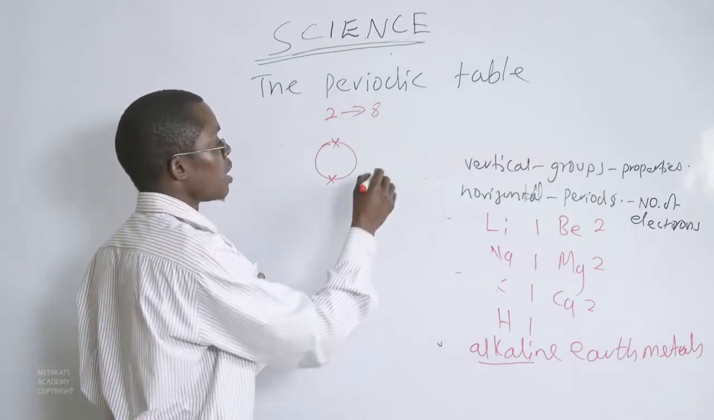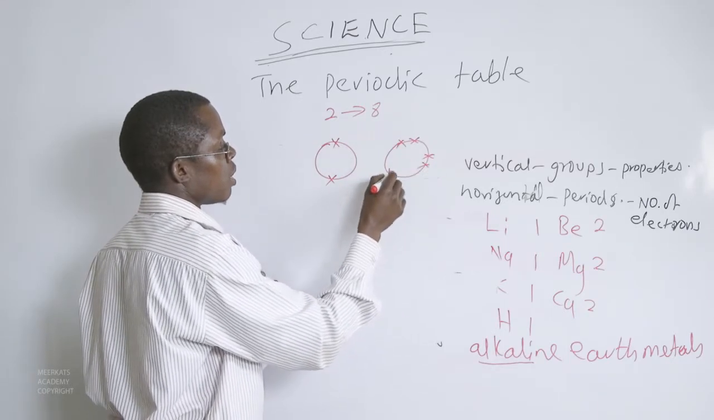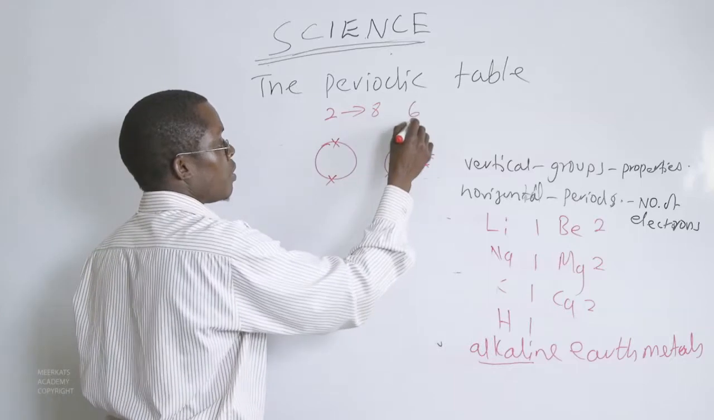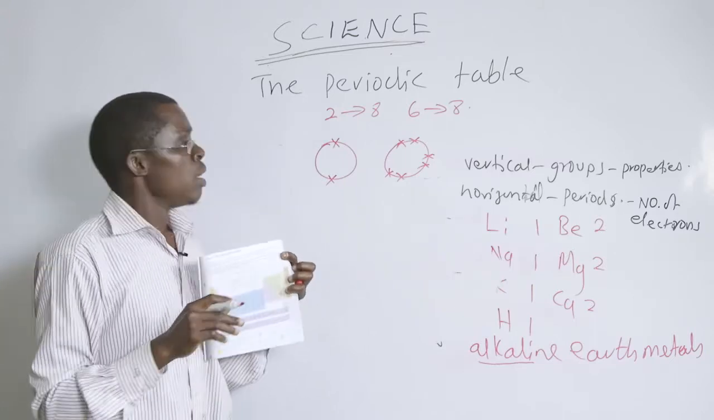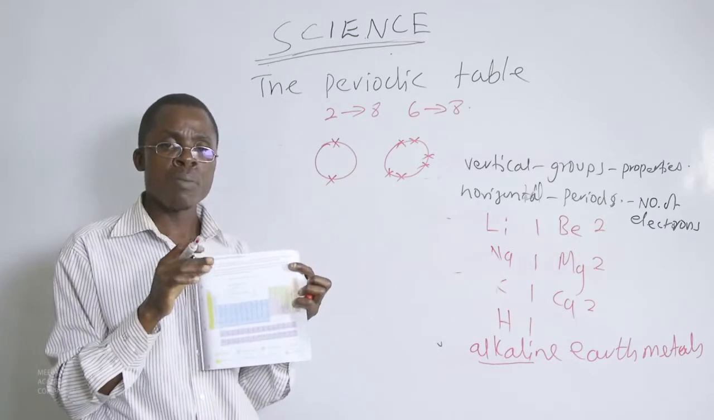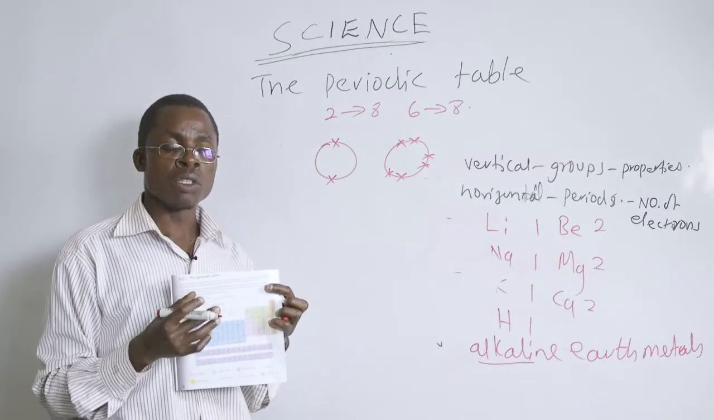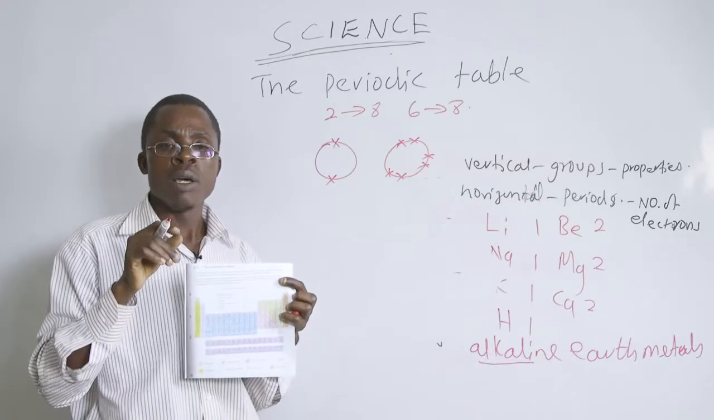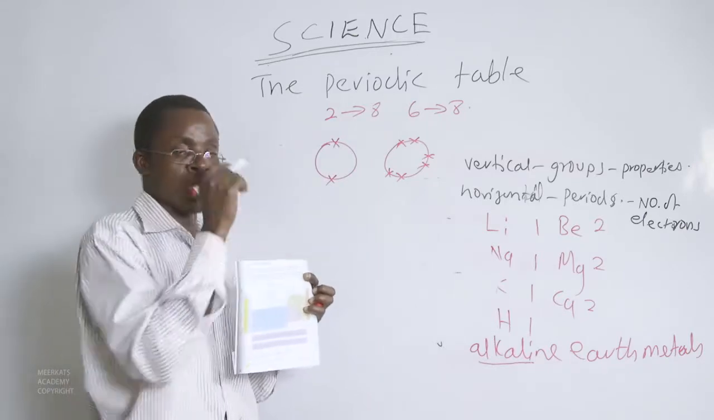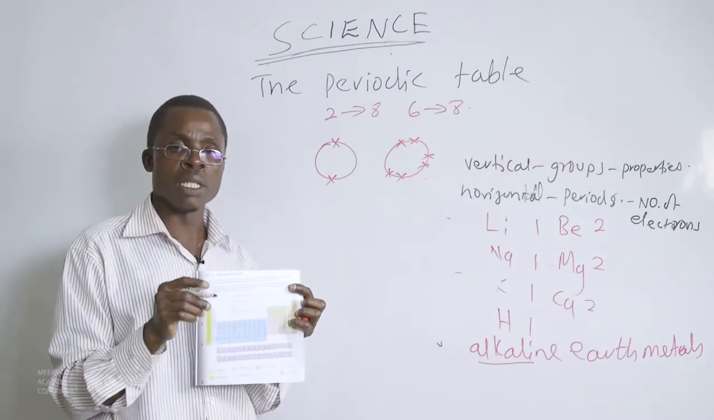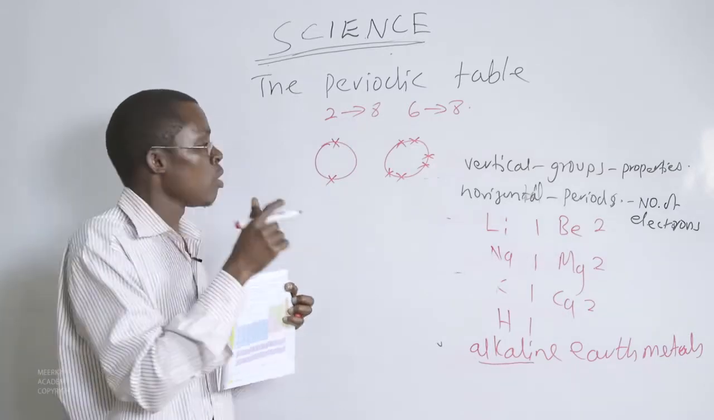You have another element that is having 6. It is having 6, but the target is 8. These elements, remember, in losing or gaining electrons, you require energy. So the elements will always look for the best route to get the outermost being 8, but using the minimum energy possible.